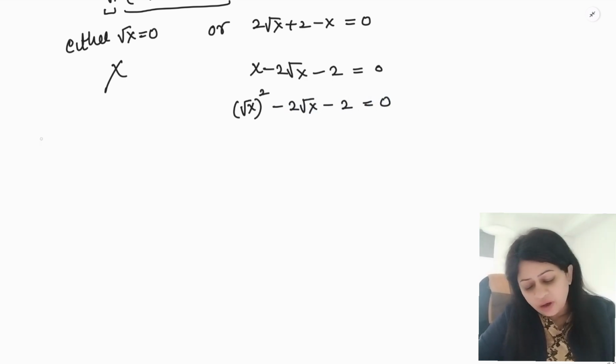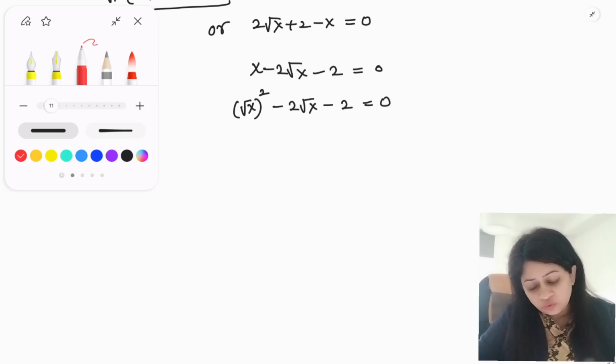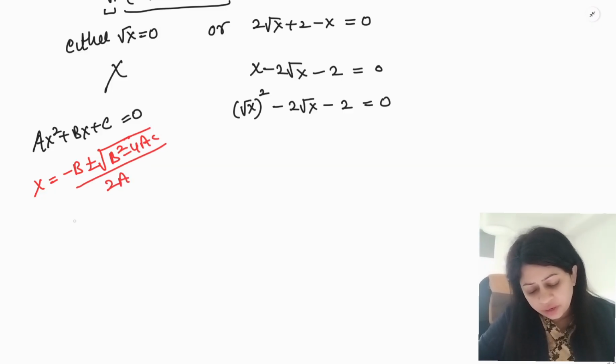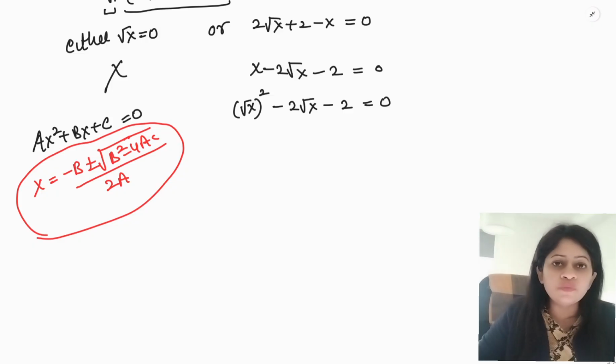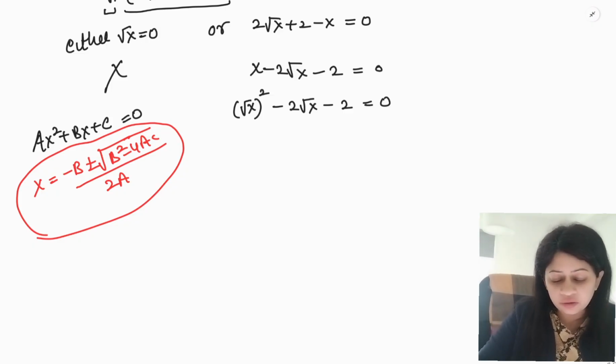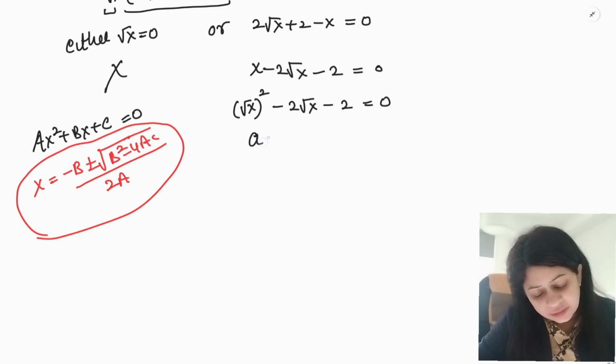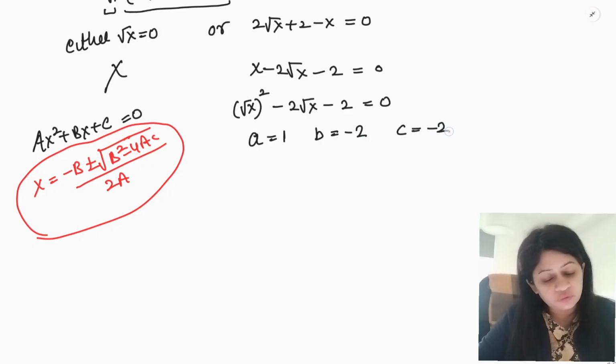Now, whenever you have a quadratic equation, ax square plus bx plus c is equal to 0, how do you find the roots? That is, x is equal to minus b plus minus under root b square minus 4ac, by 2a, right? Usually we denote it with small letters, but that doesn't matter. Here a is equal to 1, and b is equal to minus 2 and c is equal to minus 2, right?